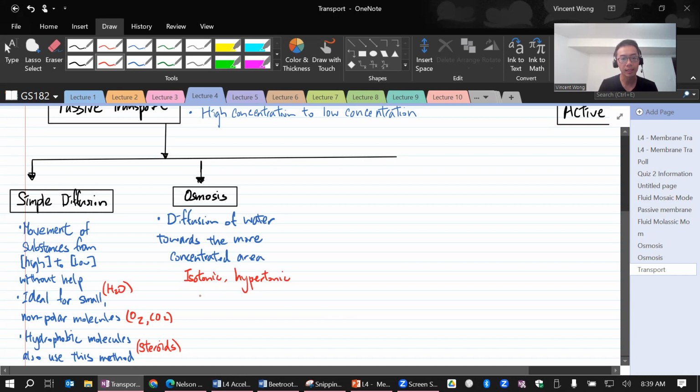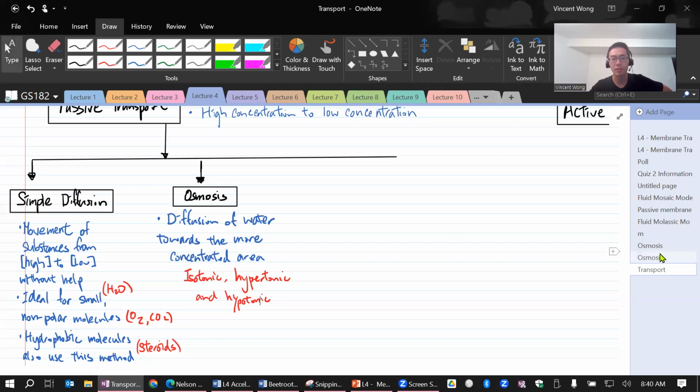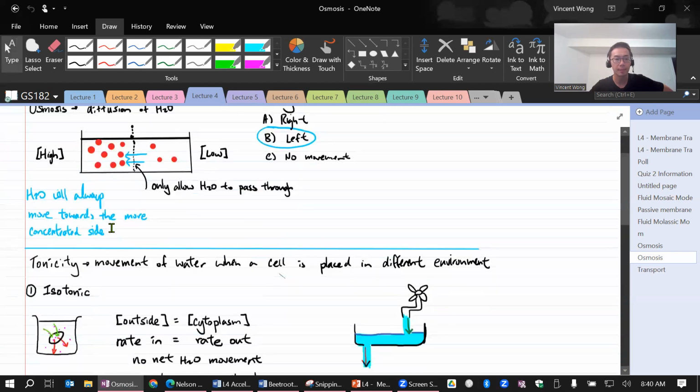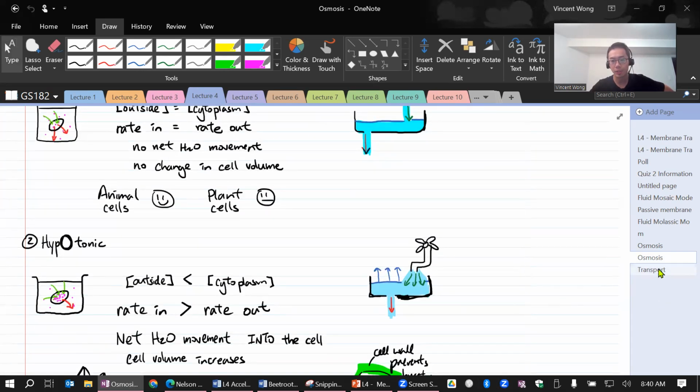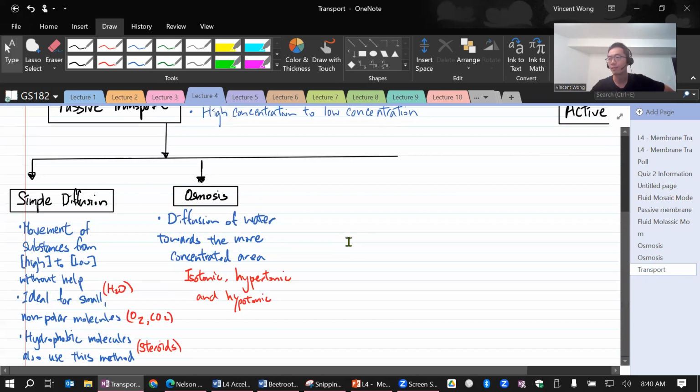hypertonic, and hypotonic cases. In those cases, water either moves into the cell or out of the cell, depending on the concentration of the environment versus the inside. We did this last time, remember? So that's basically osmosis. It's a type of passive transport, focusing specifically on water alone.